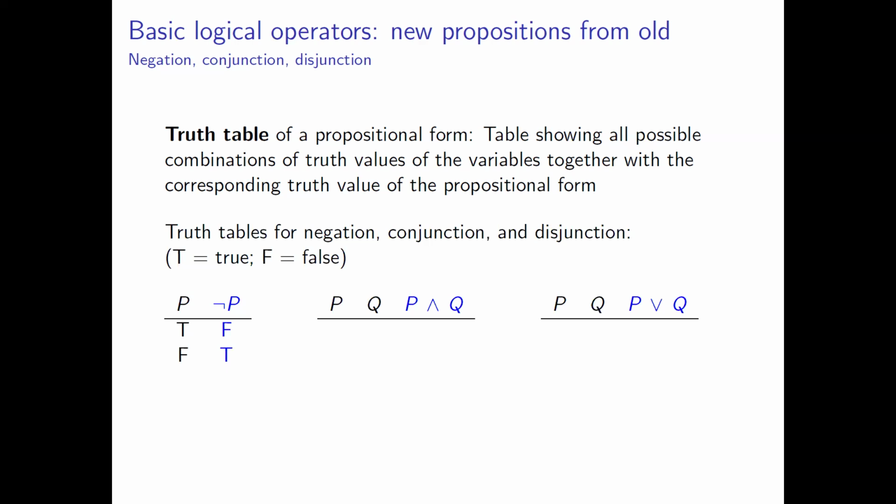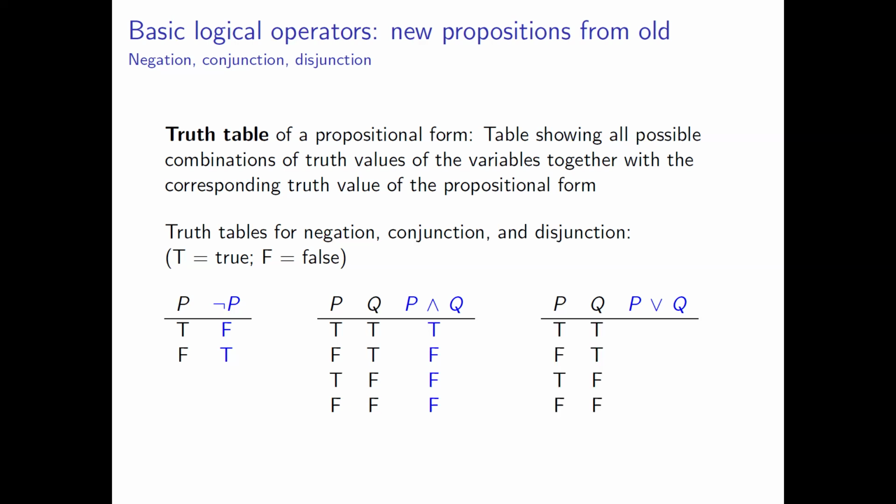Each proposition P and Q has two possible truth values. So there are four possible combinations of truth values of P and of Q. Thus, the truth table of P and Q has four rows. By its definition, the statement P and Q is true exactly when both P and Q are true. Hence, it is false whenever P is false and Q is true, P is true and Q is false, or both P and Q are false.